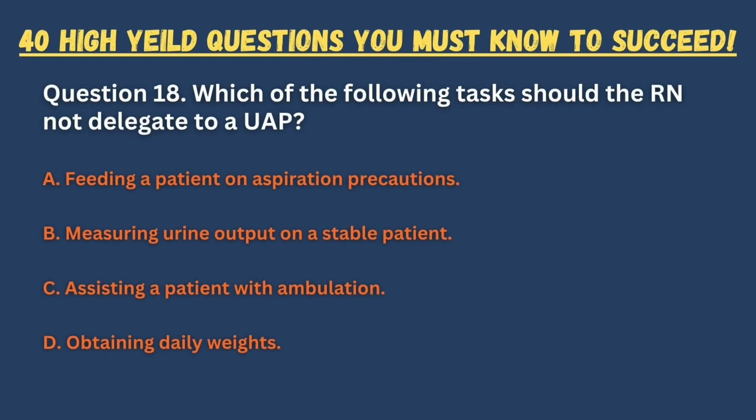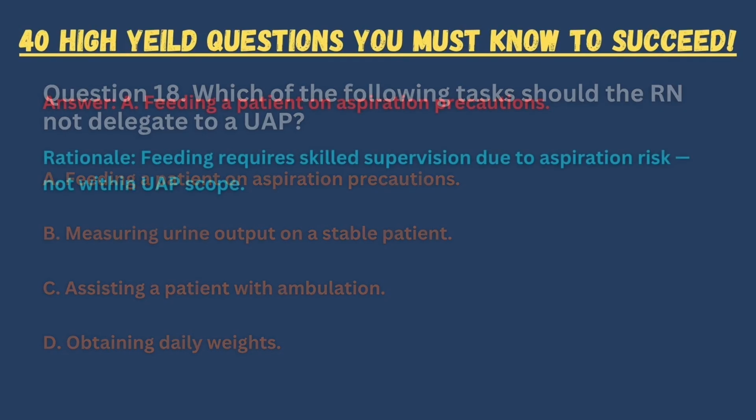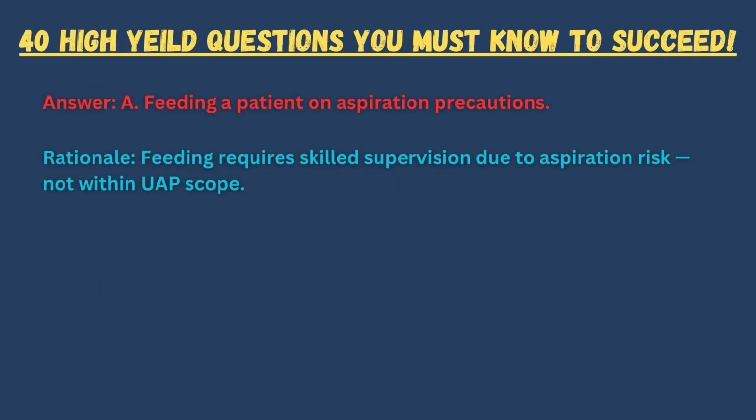Question 18. Which of the following tasks should the RN not delegate to a UAP? A. Feeding a patient on aspiration precautions. B. Measuring urine output on a stable patient. C. Assisting a patient with ambulation. D. Obtaining daily weights. Answer: A. Feeding a patient on aspiration precautions. Rationale: feeding requires skilled supervision due to aspiration risk, not within UAP scope.